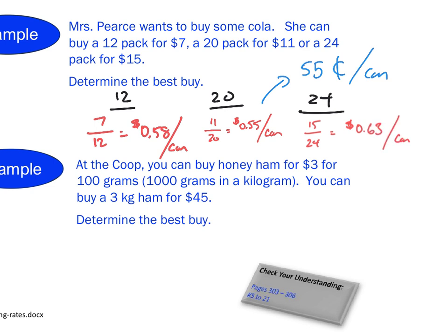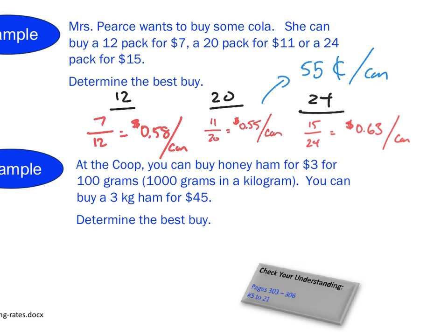So it's 0.625. The 5 bumps the 2 up to a 3. So it's 63 cents per can. Again, you need to make sure to put your money to 2 decimal places and round if necessary. And the 5 makes it necessary. It bumps the 2 up to a 3. So we get 63 cents per can.